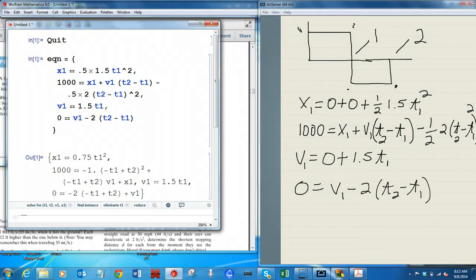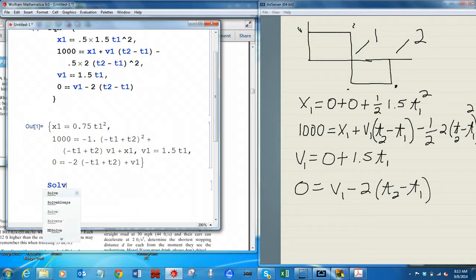It repeats to me what the equations are, and I like to look at this and go, yeah, I think that's it. And then what do we do? Solve them. So I say capital Solve, square bracket, and then I say, here are the equations, EQN. Remember, there's one equal sign on the EQN. That's why it's named EQN.